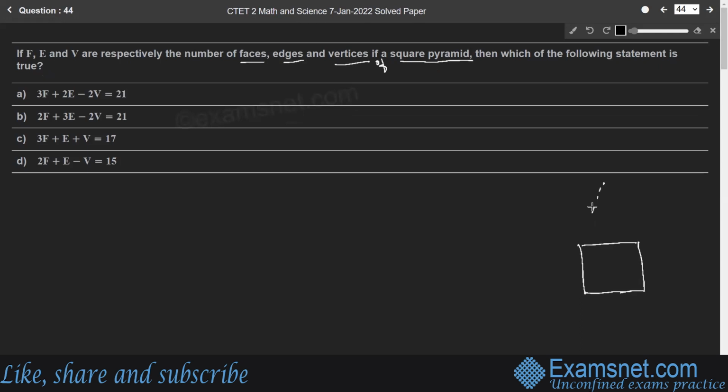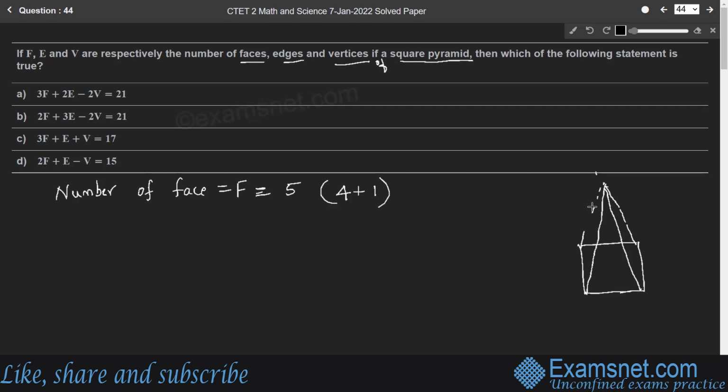Square pyramid. Roughly I am drawing here. So where F is number of faces. Number of faces is equal to F is equal to, in a square pyramid, there are 5 faces. Here, 4 faces are triangular faces, right? Then congruent triangles, right? Then 1 is a square face.